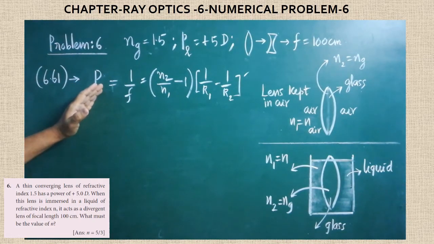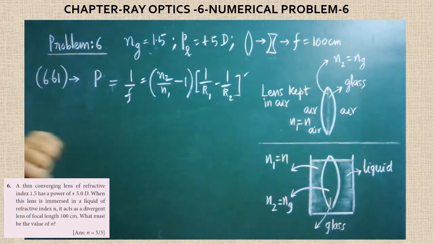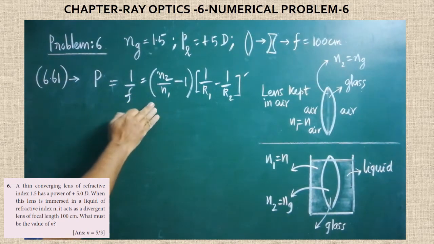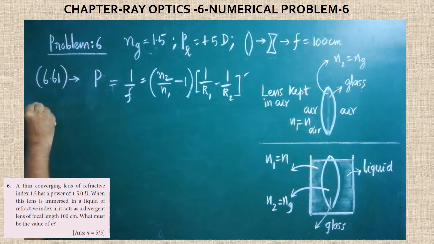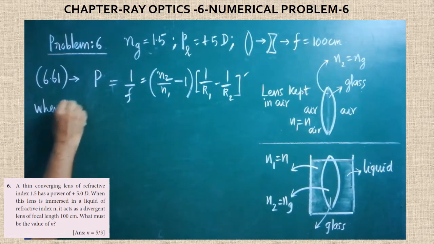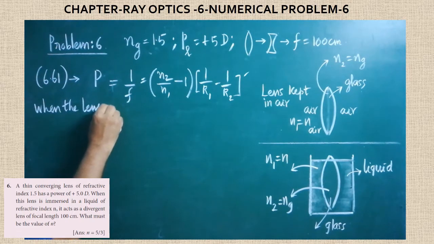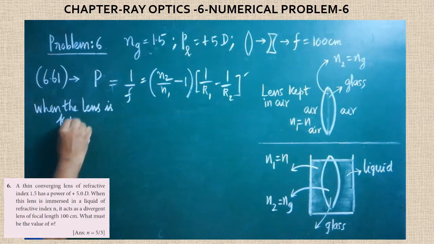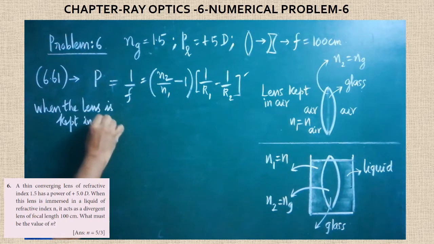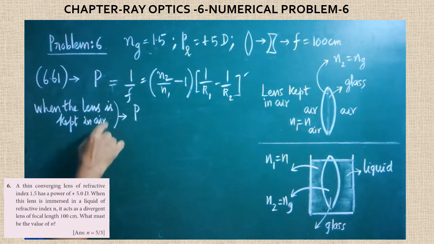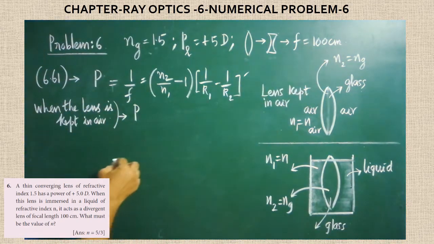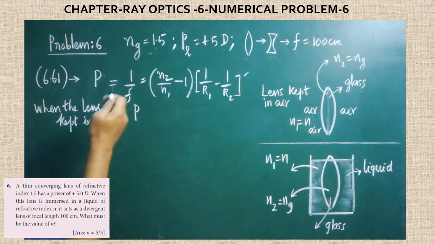Now I am going to write the same expression, modified for when the lens is kept in air. How to start? Listen here. Now we have to write the sentence: when the lens is kept in air. This sentence must be written here. After writing the sentence, we write P. What is P? P means power of the lens. Which lens? That lens. The power of the lens must be calculated.